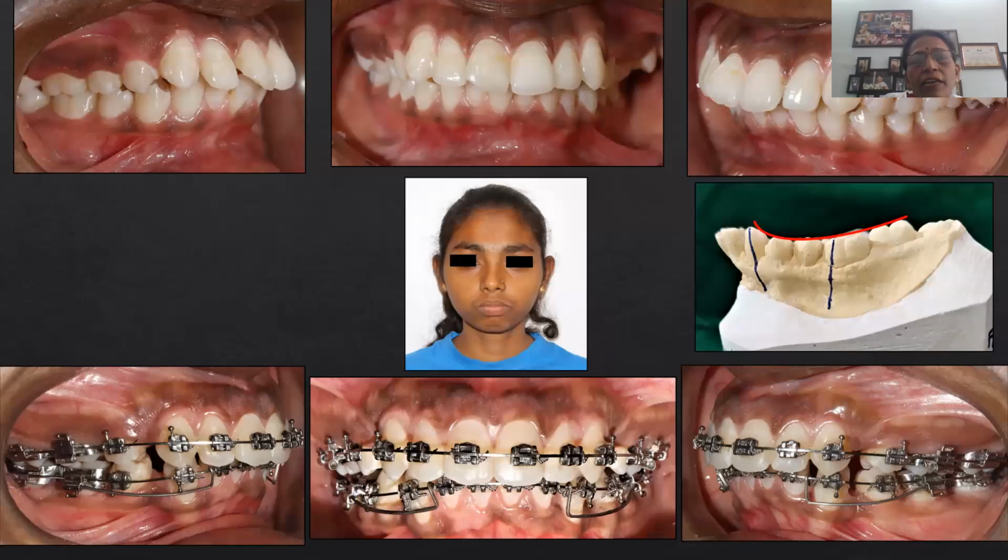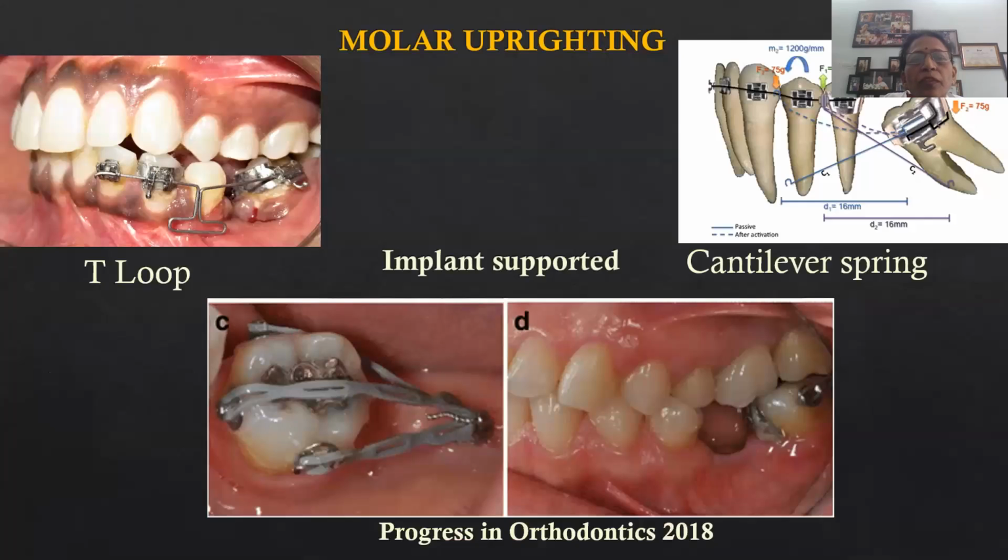So this we had tried in one of our patients, we have given it, and we did get a correction. The curve of Spee was also leveled by intrusion of the anteriors with no proclination, and the alignment and leveling also took place simultaneously in 4 to 5 months.